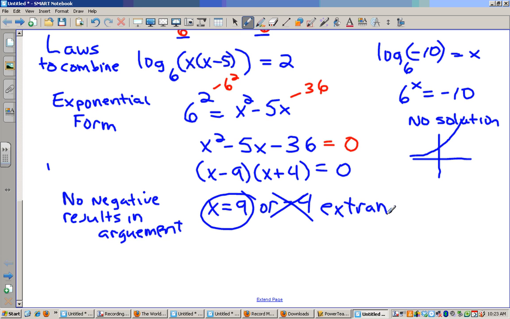I'm never sure how to spell that one. I think it should be just one. If you want a long A, you think it should be one N. Yeah. Extraneous root.